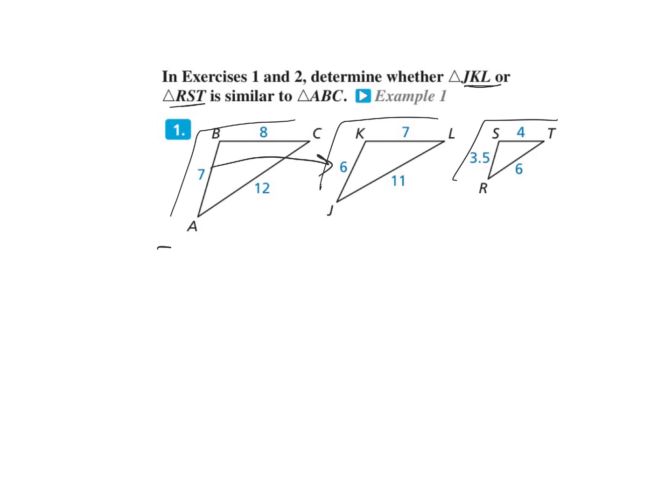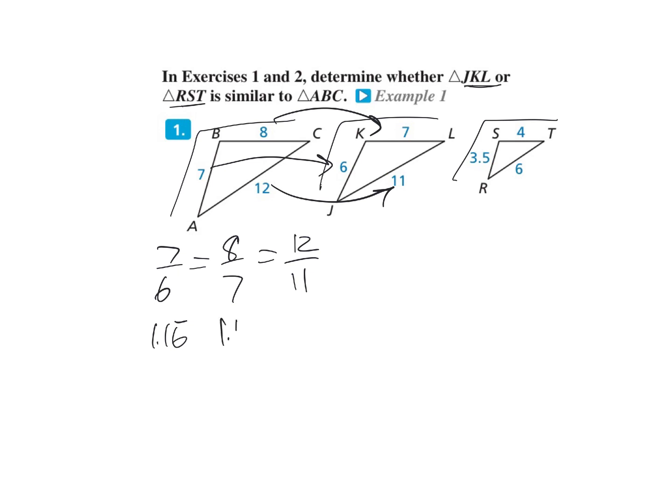7 is to 6, as 8 is to 7, as 12 is to 11. Okay, and then you take your handy dandy calculator and you figure out what all those are. So 7 divided by 6 is 1.16 repeating, the 6 is repeating. 8 divided by 7 is 1.14. Stop right there. Those are not the same. So the middle triangle is not similar to ABC.